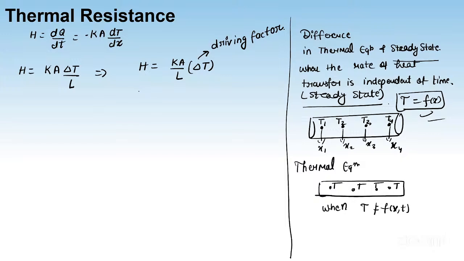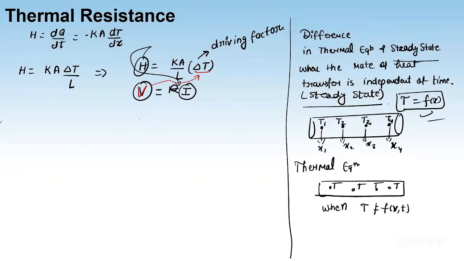Ohm's law आपने 10th क्लास में पढ़ा होगा, V is equals to I into R. V क्या होता है, difference in potential, and I is the rate of flow of charge. ये यहाँ पे H क्या है, rate of flow of heat, dQ by dt, which means I represents H here. ठीक है, I can be replicated with H. This delta T is the driving factor. Here the potential difference is the driving factor. So delta T will be the same thing.